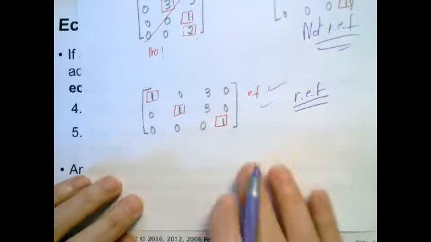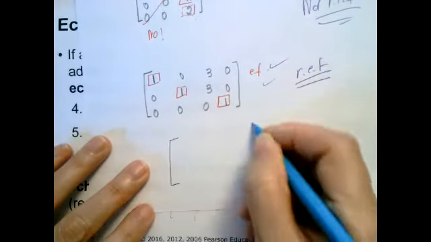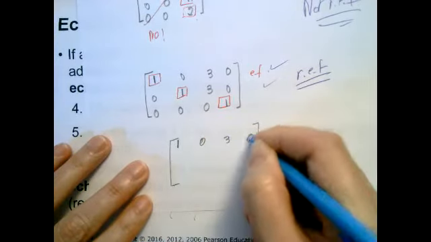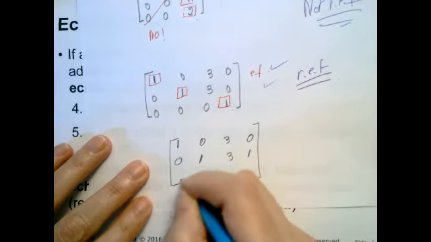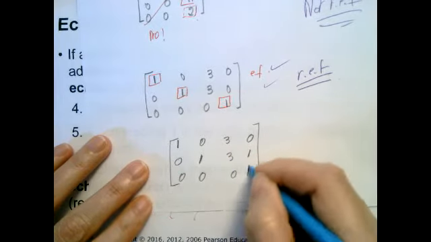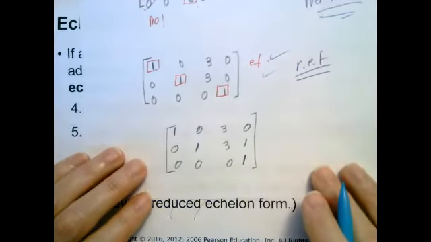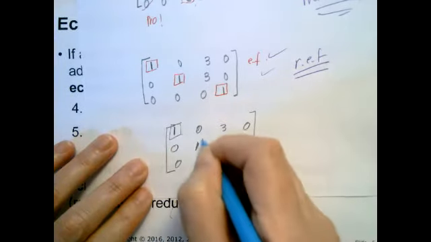Let us say I have the following. If I take the following matrix, a slight variation of that: 1, 0, 3, 0, 0, 1, 3, 1, 0, 0, 0, 1. Is this in reduced echelon form? No. No, because the leading entries are not 1.